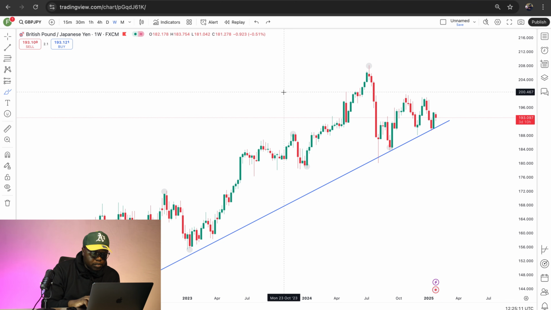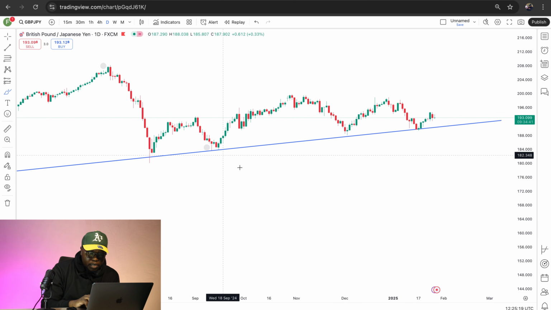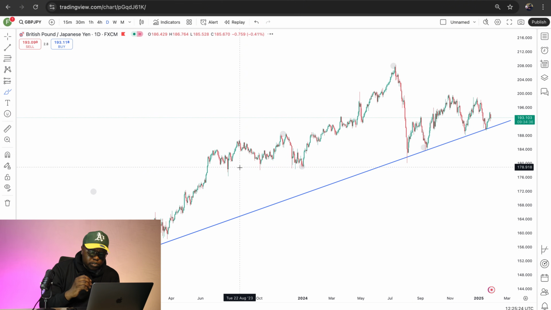From there, what I'm looking forward to see is to actually move to the lower time frame. So when I move to the lower time frame, which is the daily time frame from the weekly time frame, we can see that when I drop down to the daily time frame, which is the 24 hours time frame.